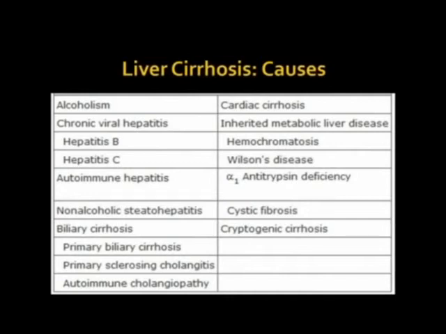Inherited metabolic liver disease, like hemochromatosis, which is a defect in iron metabolism, Wilson's disease, a defect in copper metabolism, alpha-1 antitrypsin deficiency, cystic fibrosis, and cryptogenic cirrhosis. That means anomia.